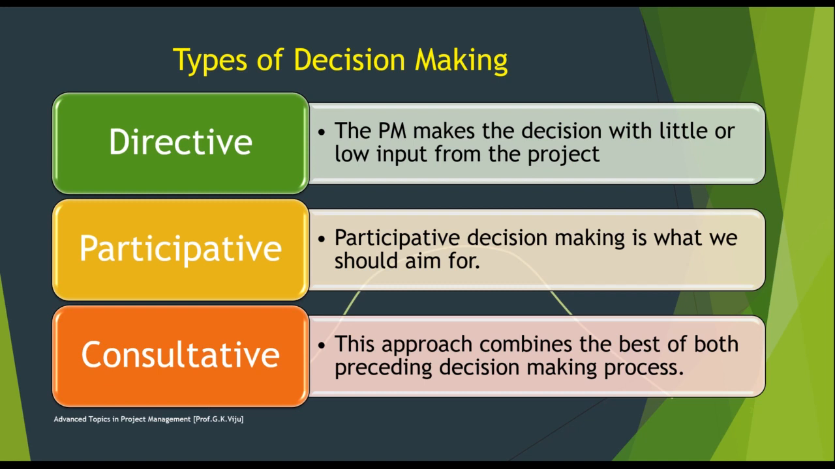So here, directive decision making, participative decision making, and consultative decision making. Directive decision making means the project manager makes the decision with little or low input from the project team. Participative decision making is what we should aim for. That means participation from all the team members, including the project manager. Then consultative decision making combines the best of both preceding decision making processes, that is, input both from the project manager and also from the project team members. It will be like a consultation, consulting all the members to make the best decisions.